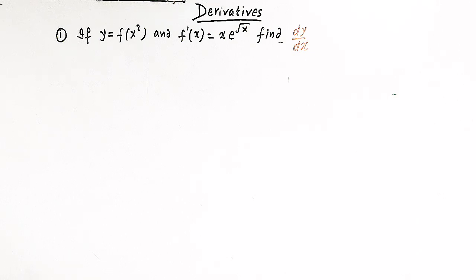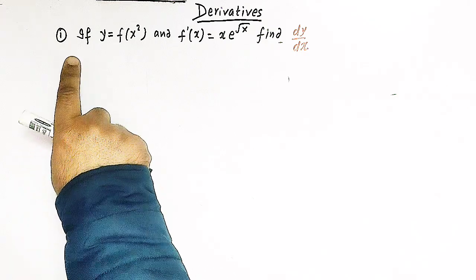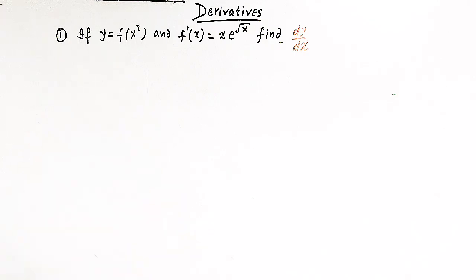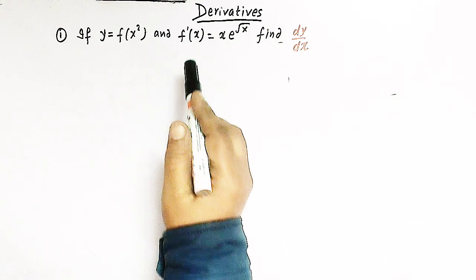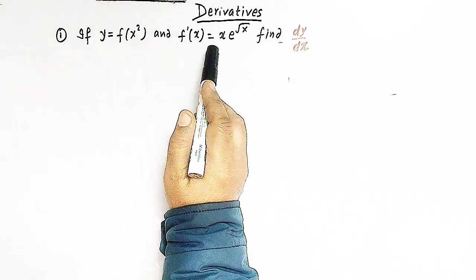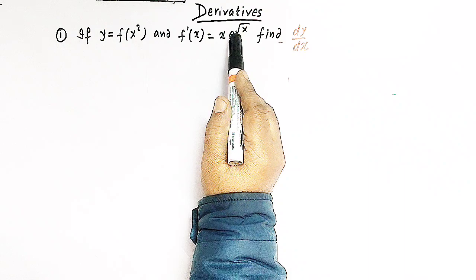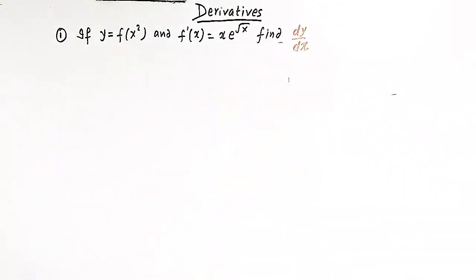So let us start and let us first take this problem where we are given a function y equal to f of x square, and here we have f prime of x is equal to x times e raised to square root of x, and we have to find dy over dx. So here we'll make use of two important concepts. The first one is the method of substitution, and then we'll make use of the concept of chain rule, right?